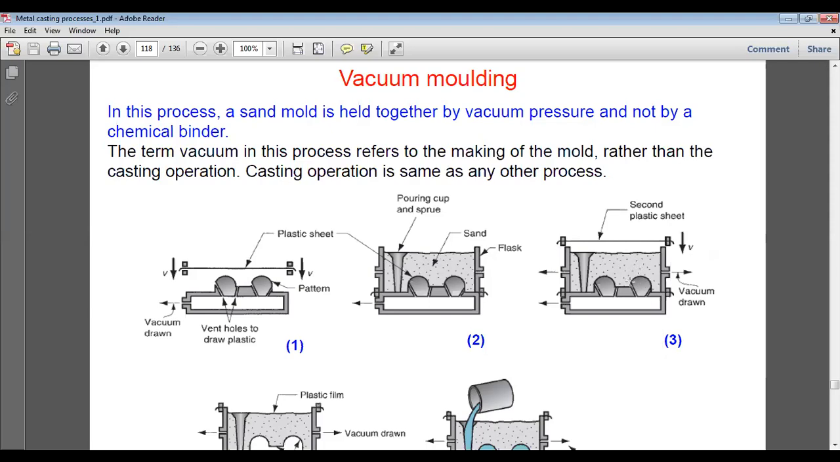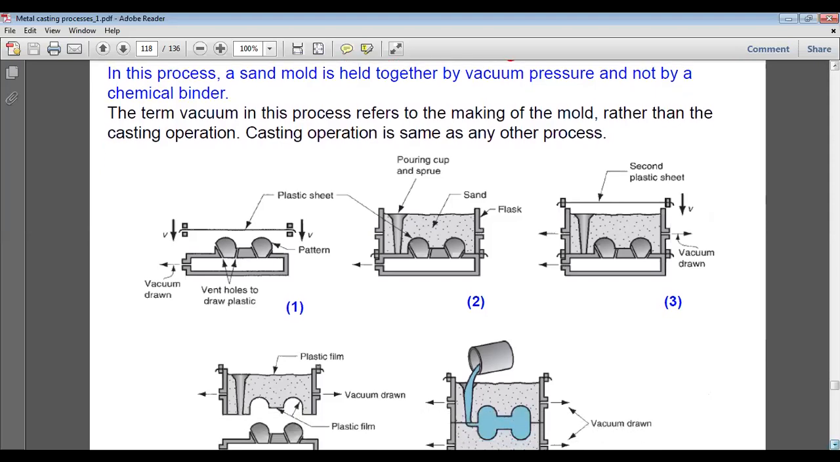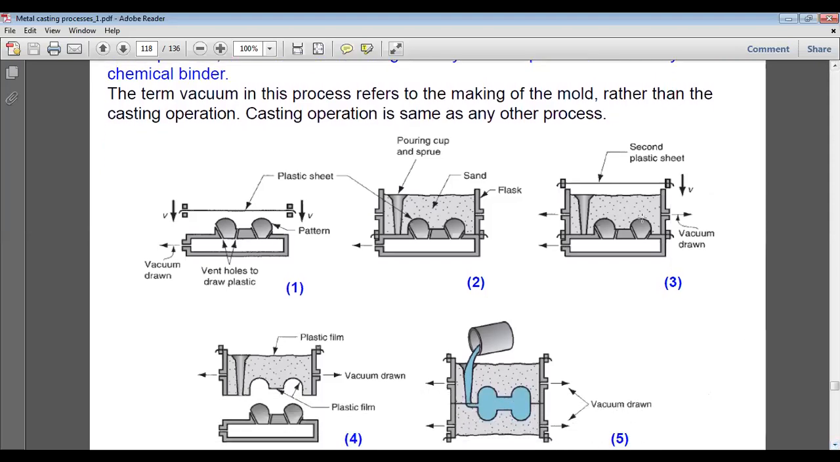So what we do, we remove the pattern as we are doing in all types of casting, because the pattern is not for the casting. The pattern is removed at the time of casting, so that it evacuates, it makes place for molten metal. So pattern is removed before casting, so you can see at this place.